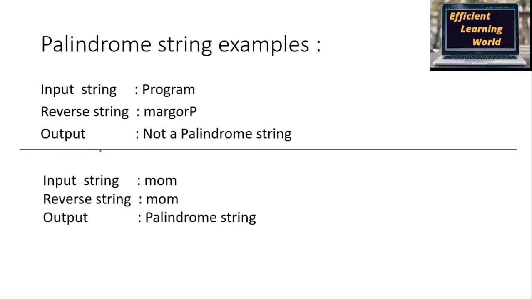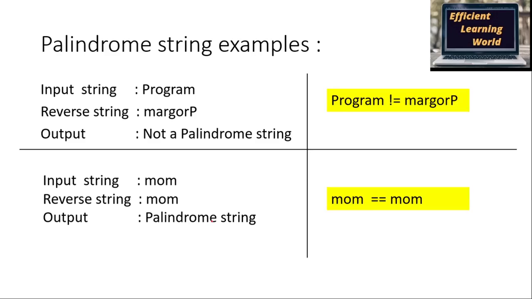Another example: if my input string is mom, and after reversing this string I get mom. You can see that the input string and my reverse string are equal, so I can easily say that this is a palindrome string. So you see the difference between a palindrome string and a string which is not a palindrome string. If I have an input string and I reverse all the characters, and I get the same output as my input, then I can easily say that this is a palindrome string.